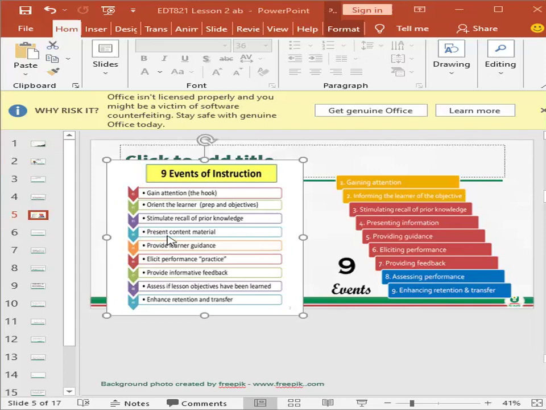That is, present content material. That is presenting information. Providing learners guidance here. Okay, the teacher helps the students in understanding by providing organization and relevance. That is providing guidance. This is not the presentation of content, but is instructions on how to learn.